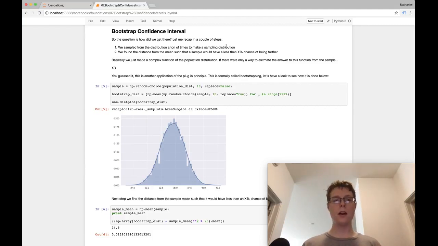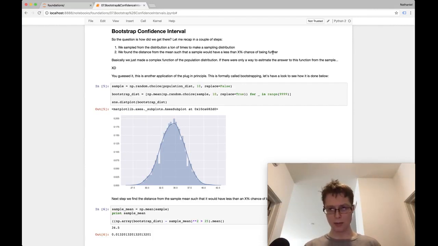And two, we found the distance from the true mean of the population such that the sample means would have a less than X% chance of being further. So that's how we calculated our confidence interval.